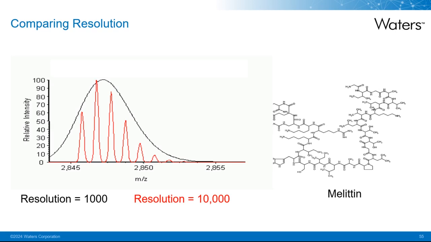Now, the red spectrum shows the same melittin with a mass resolution of 10,000, a resolution that is easily achieved by modern time-of-flight mass spec systems. With a high resolution, analysts are able to observe all of the isotope peaks of melittin, which cannot be observed on a quadrupole-based system. But what experiments then can be run on a time-of-flight mass spec system?